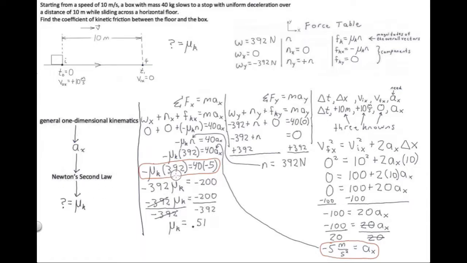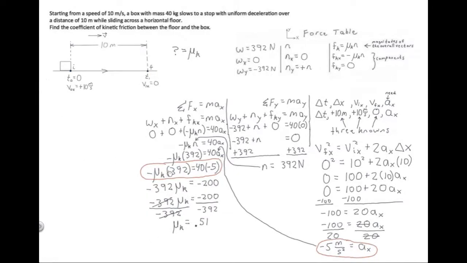Well, notice that now our Newton's second law x equation has only one unknown, mu sub k. So we're ready now to solve this equation for mu sub k and to complete our plan. Be careful to handle the negative signs correctly. In this step, we divide both sides of the equation by negative 392. That cancels the negative signs from both sides so that we end up with a positive result.